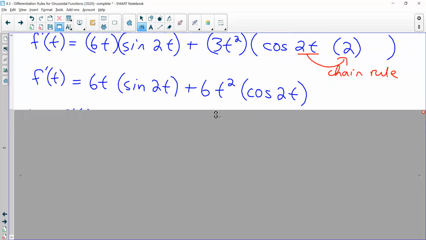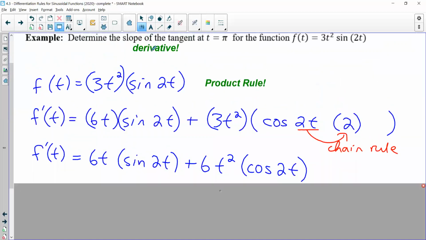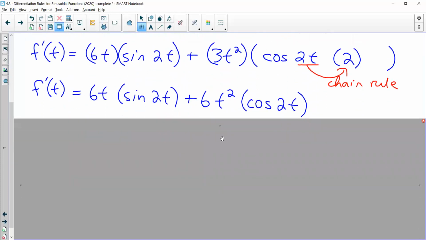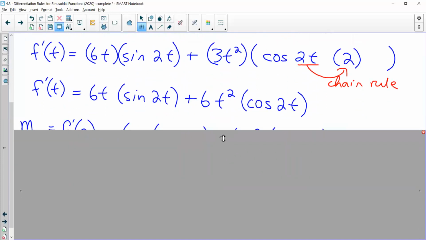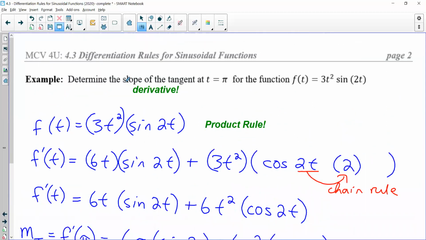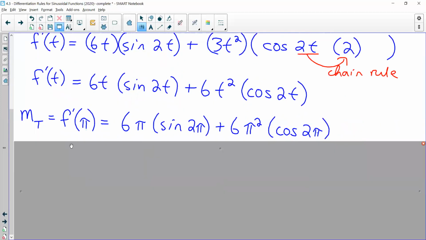And now, since the goal of the question is to find the derivative at t is equal to pi, I wouldn't be too concerned about factoring. It might make your life a little easier, but not absolutely necessary. Okay? So you are asked to find the slope of the tangent at t is equal to pi. So your slope of the tangent is your derivative function evaluated when your independent variable is replaced with, in this case, pi. So you just put your pi symbol in there.